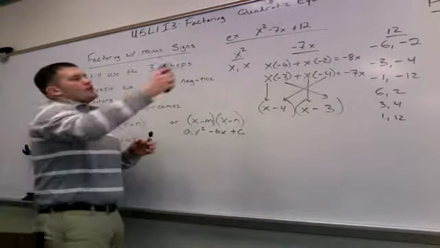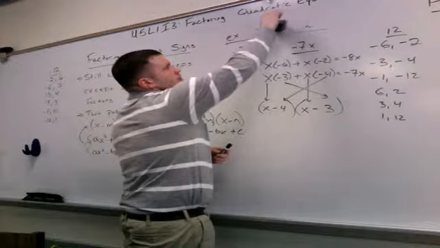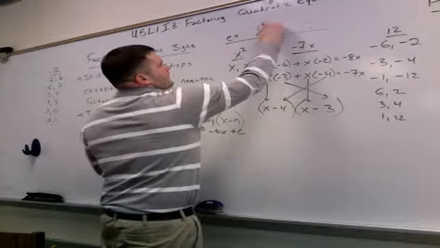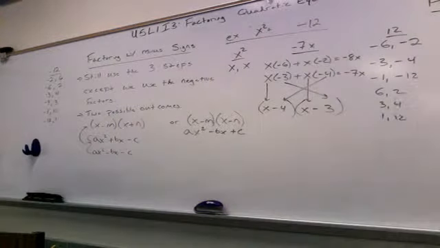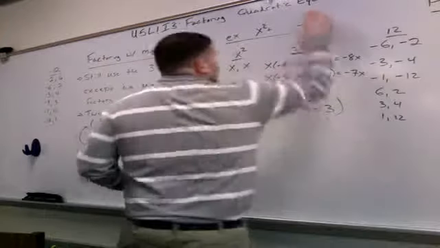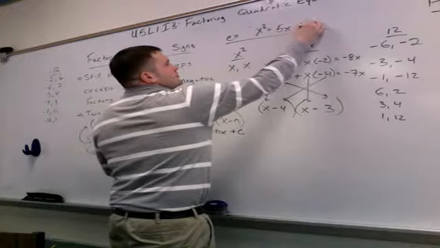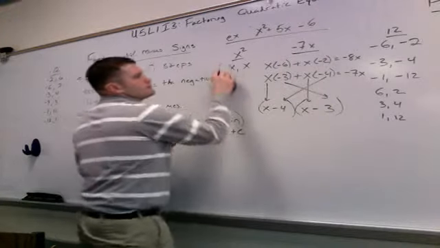All right, let's try another one. We're going to do x squared. I know it's minus 12 at the end. Let me check my notes just to be sure. Oh, it's not even minus 12 at the end. Wrong one, sorry. x squared plus 5x minus 6. Okay, so let's try this one.